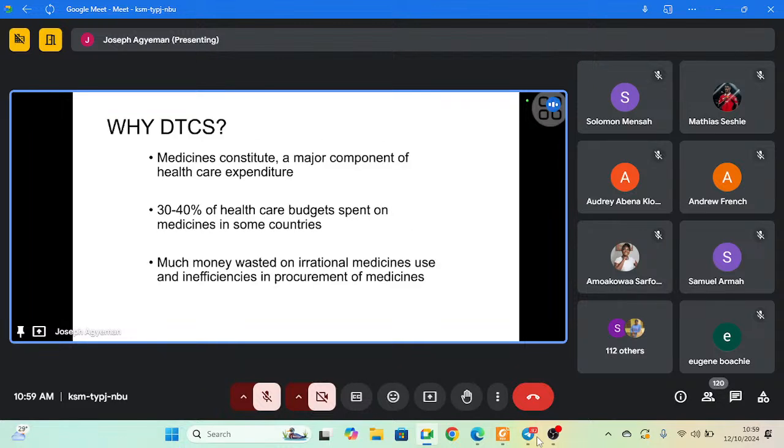Why do we need a DTC? Is it even necessary for us to have a DTC as part of the hospital setting? In Komfo Anokye we have a DTC. We have the Drug and Therapeutic Committee.